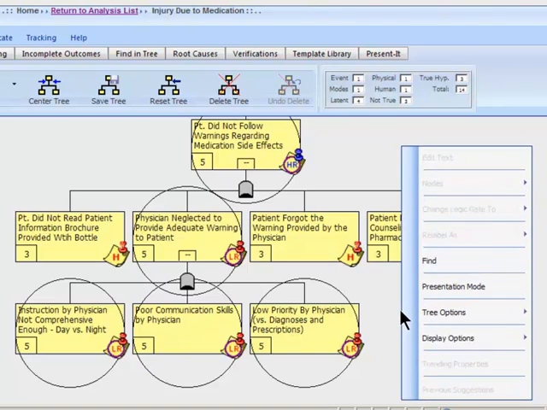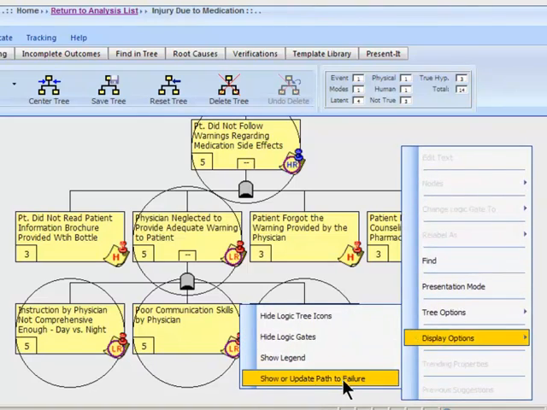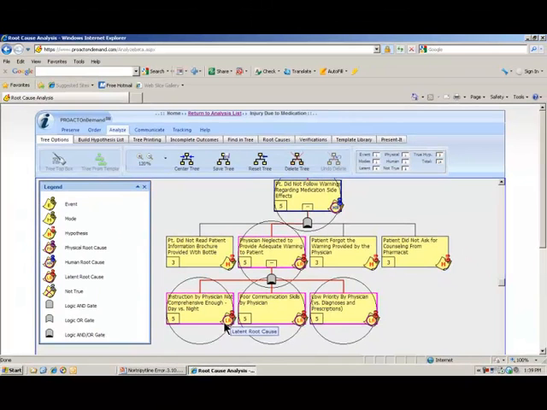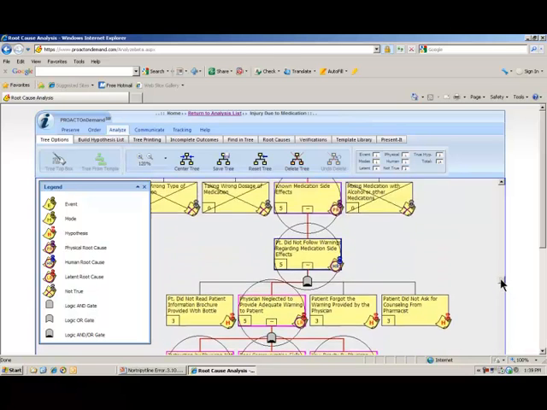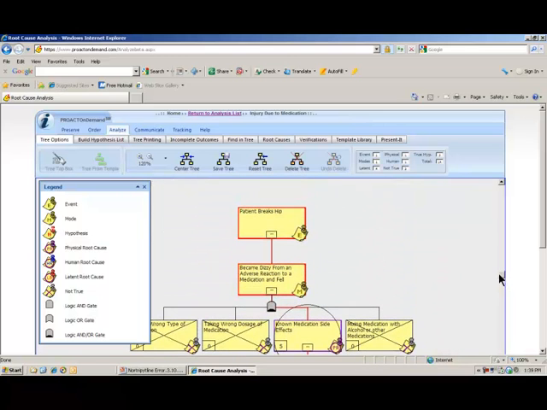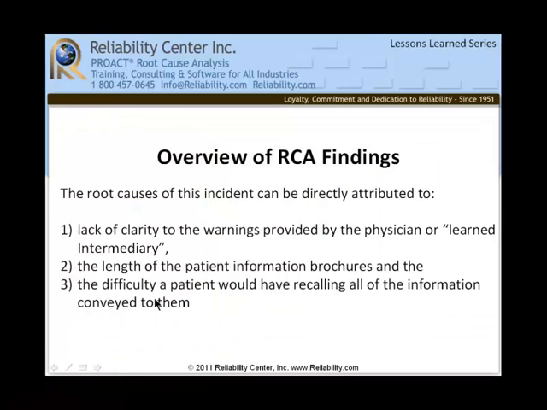So given this logic tree, we can go to showing the path to failure, and these LRs are latent roots. Latent roots are systemic issues that contribute to a decision error. And based on that decision error, we trigger a series of physical consequences until the point that we have an undesirable outcome. Let's get back to our overview of our RCA findings now.